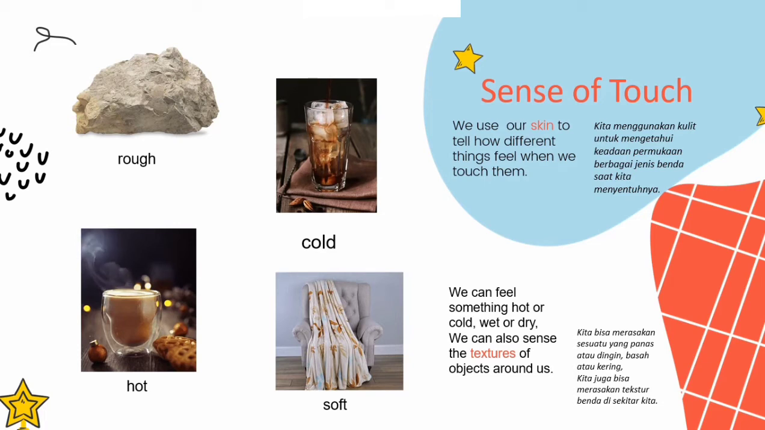Just like this stone, it's kind of rough. And here we have a blanket, it's kind of soft and smooth. And also we have coffee. It seems hot. And then the last we have ice. It seems cold.